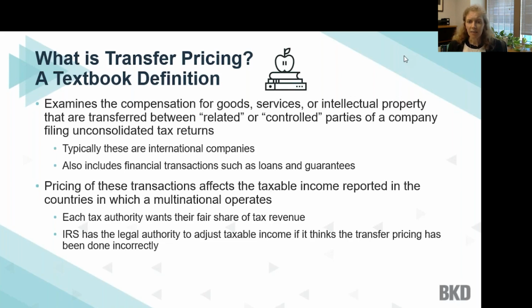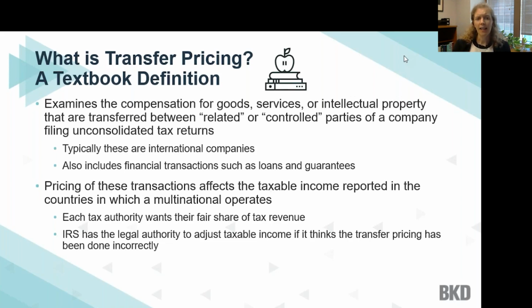And the IRS, among other taxing authorities, does have the legal authority to adjust your income if they think your transfer prices are wrong. So you're selling a widget from your US manufacturer to your UK distributor, and you're selling it for $5 a piece. Well, if the US thinks that transfer price is too low and you should be selling it to the UK related party for $10 a piece, they can do that, and that's part of the IRS audit process, doing an adjustment as part of that audit process.